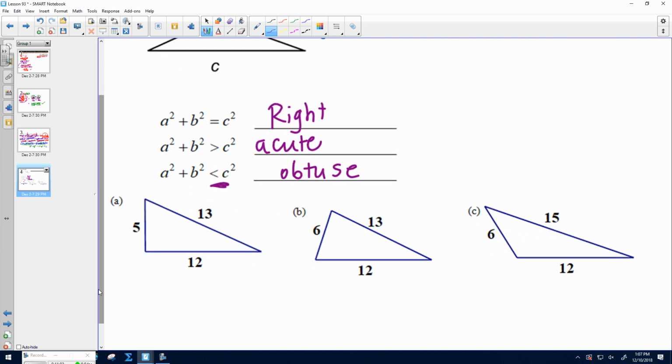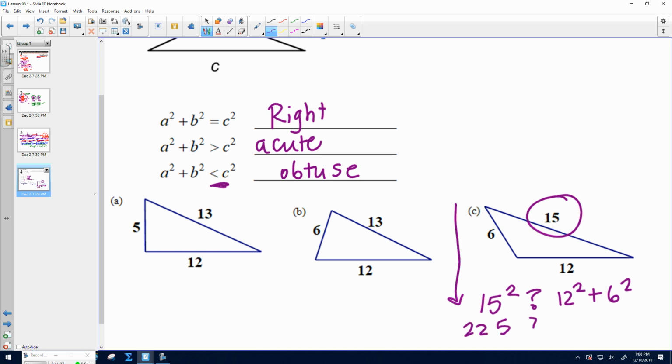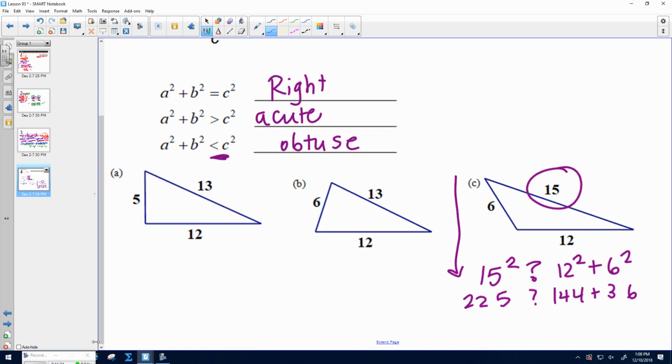All right, and do you guys know how to check all of these? Do I need to do any of these for you? Yes, yes. Like part C, we'll just do one of these. Which one has to be the C side on this one? All right. I would do that first. 15 squared, question mark, 12 squared plus 6 squared. So we have 225, question mark, 144 plus 36. So is 225 greater than that sum right there or less than that sum? We would add those together and we get 180. And so 225 is greater than 180. So this is an obtuse triangle, which you can tell by looking at it in this picture. But if they don't give you the picture, you'd have to check it. Okay?